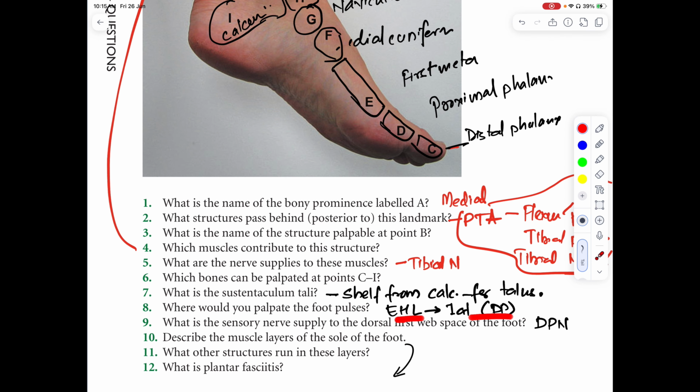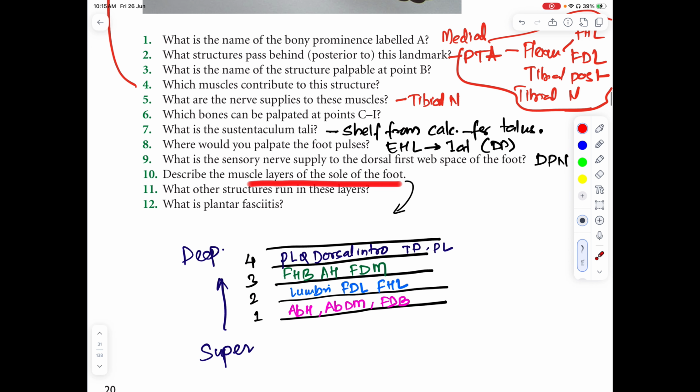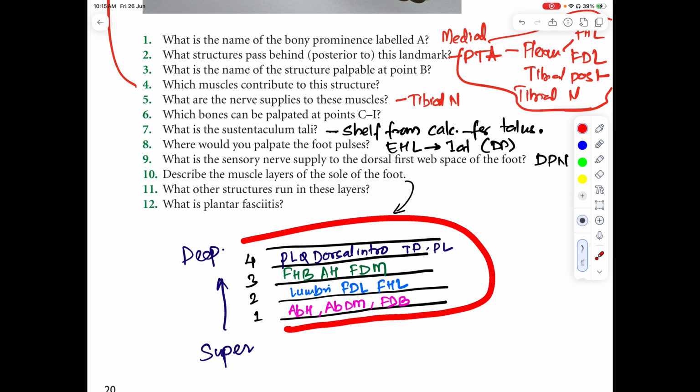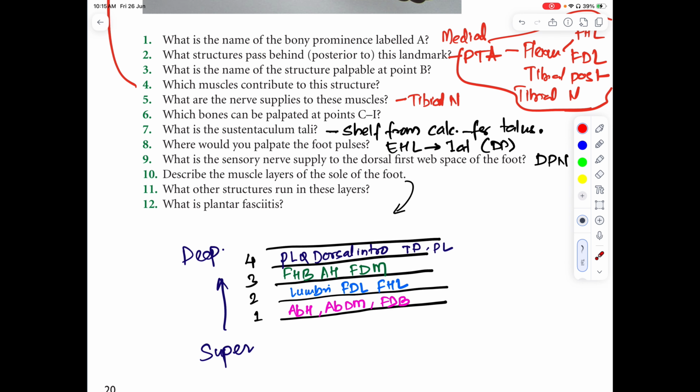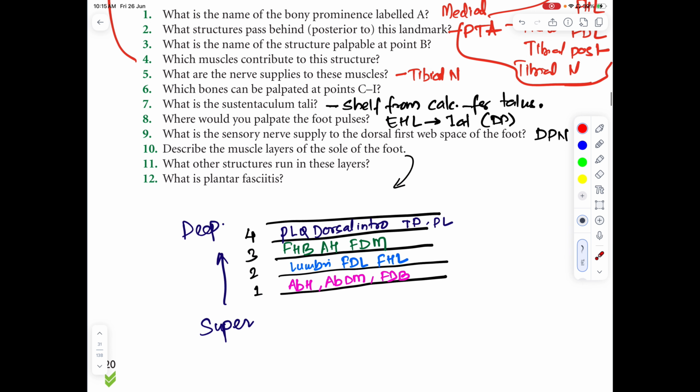What is the sensory nerve supply to the first dorsal web space? The deep peroneal nerve. Describe the muscle layers of the sole of the foot. These are the four layers. The superficial layer is abductor hallucis, flexor digitorum brevis, abductor digiti minimi. The deepest layer includes the plantar and dorsal interossei and tibialis posterior. What structures are in these layers? The medial and lateral plantar nerves and vessels and deep branches. Plantar fasciitis is an inflammatory process of the plantar fascia.